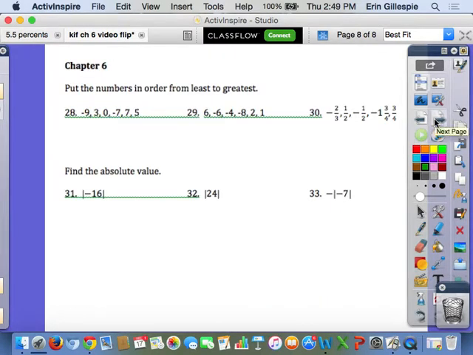Chapter 6. Put the numbers in order from least to greatest. Pay attention to those directions. Least to greatest, smallest to biggest. So let's look at 28. We've got -9, 3, 0, -7, 7, and 5.